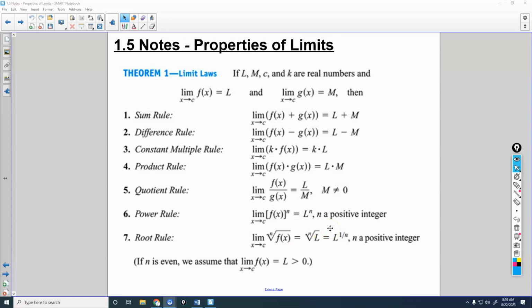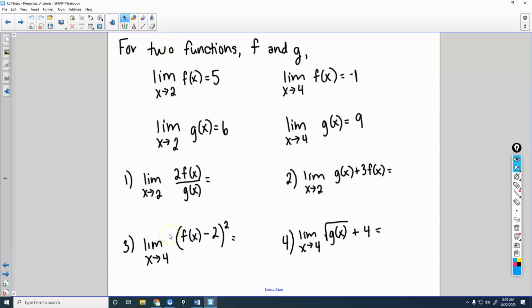So basically we're going to see that we can break limits down into separate pieces. Let's look at some of the things that you're going to be asked to do. If you have two functions, f and g, they've given you that the limit as x approaches 2 of f of x is 5, the limit as x approaches 2 of g of x is 6, the limit as x approaches 4 of f of x is negative 1, and the limit as x approaches 4 of g of x equals 9.